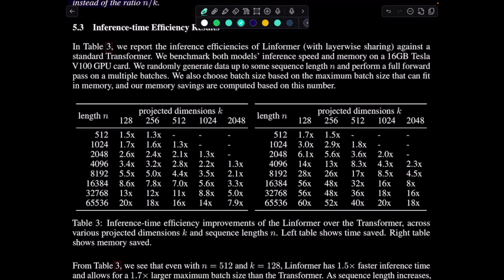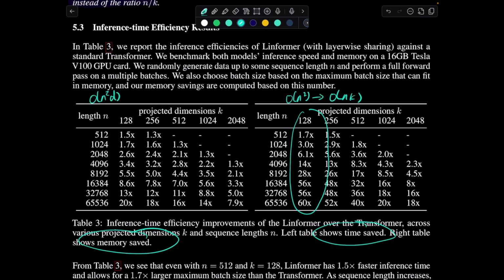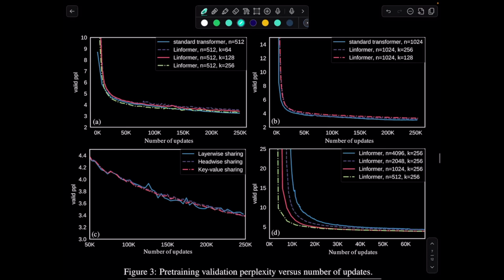So lastly, let's talk about experiment results. Here is their model efficiency results. Left-hand side is time saved, right-hand side is memory saved. I think one thing to notice here is that it does a great job in memory saving. Essentially you had O(n) squared before, now you have O(n)k. And similarly for time saving, it goes from O(n) squared d to O(n)kd.